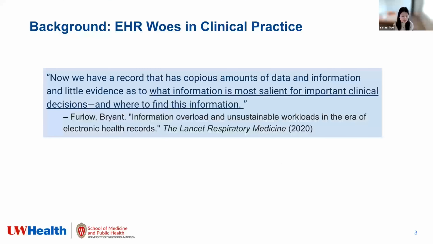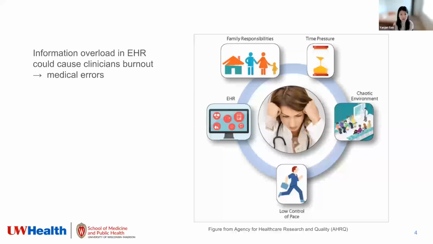One paper from Lancet Respiratory Medicine in 2020 interviewed multiple groups of clinicians and asked them how they feel about using the EHR. One of the sentences that I highlight here, which I think is a good beginning for my talk, is: what is the most important information and where to find it in the EHR? In other words, while the EHR has rich information, a rich representation of a patient's problems, it also causes information overload, making clinicians feel burned out and not know where to find the most important information.